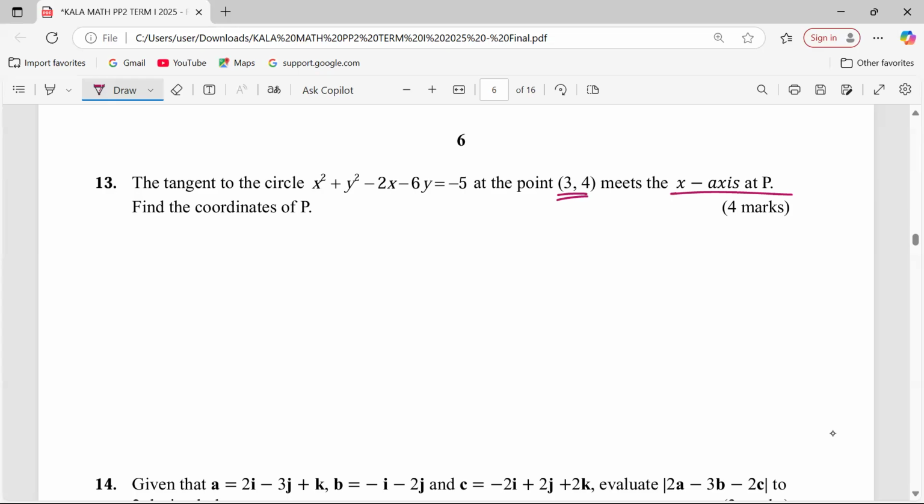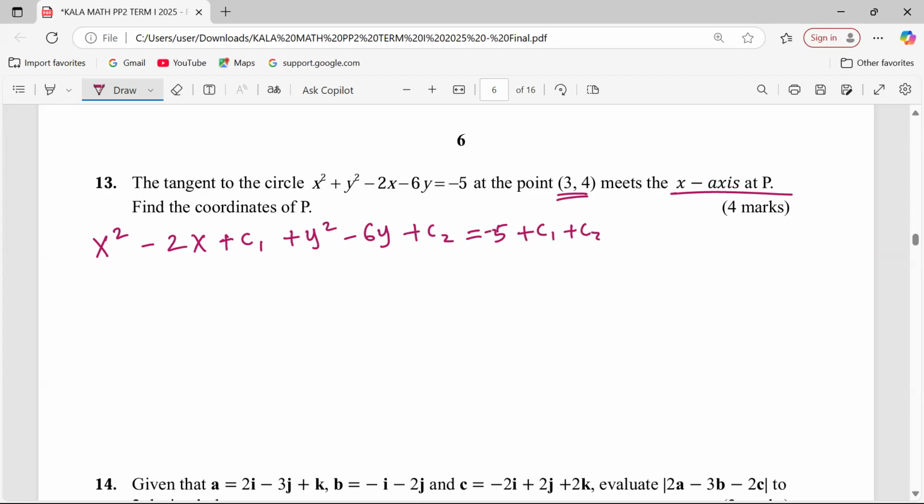So let's first get the center for this circle. We take x squared minus 2x, so that is the x components. We shall complete the square for x by adding a certain constant there. Then y squared minus 6y, and we also add another constant here. Then minus 5. We add the two constants to the right hand side.